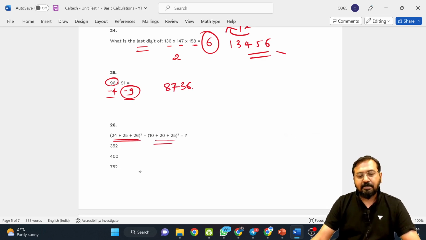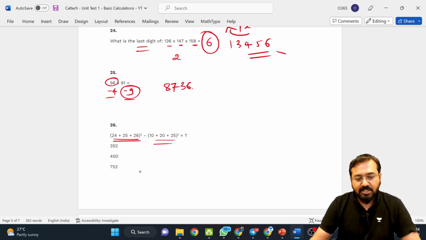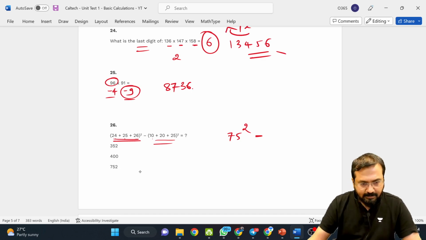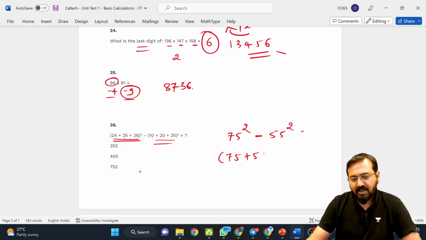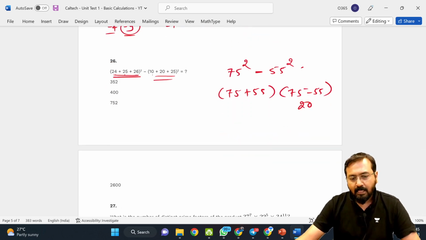This is represented just in a complicated manner, but it's a very simple question. 24 plus 25 plus 26, it's 75. So 75 square minus 10 plus 20, 30 plus 25. Yeah, just a moment, guys. Right, so this is going to be 55 square, isn't it? So 75 square minus 55 square, the best way is 75 plus 55 into 75 minus 55. Very easy. So 75 minus 55 is 20, into 130. So this is going to be how much? 2600.